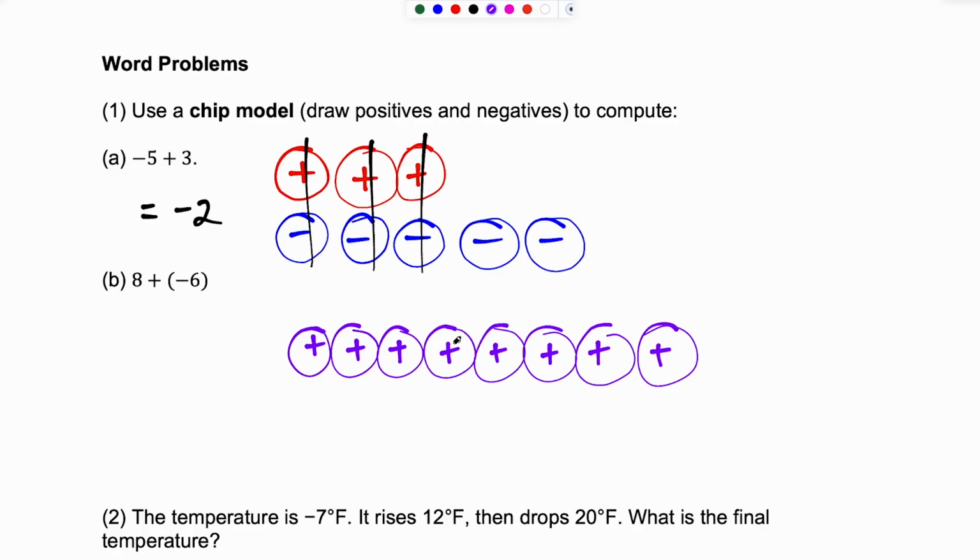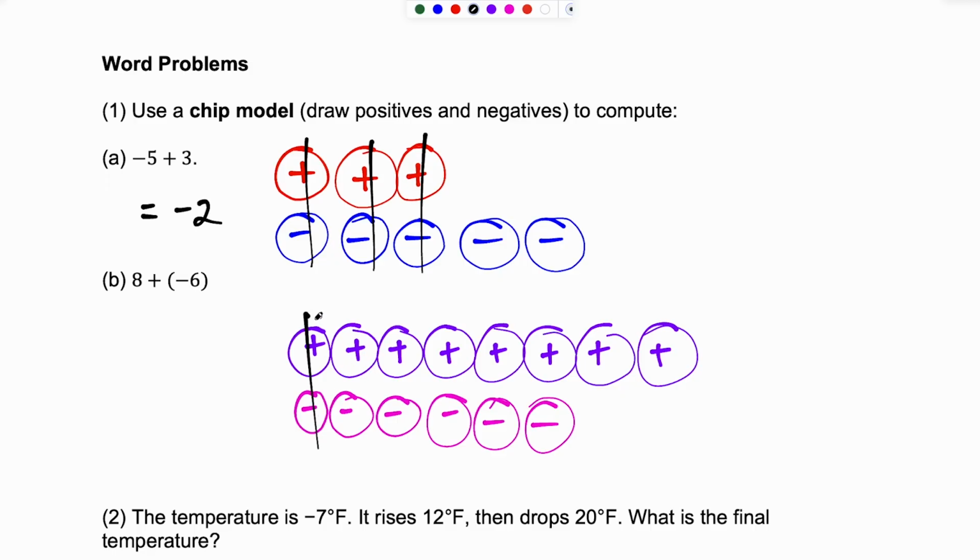So here we have our 8 positives, and now I'm going to draw our 6 negatives. So we have 1, 2, 3, 4, 5, 6. Okay, so there are the 6 negatives. And now all we do is just cancel out the pairs of positives and negatives, because a positive and negative just cancels out. So we just cancel these out, and notice that we're left with 2 positives left. So we could say 8 plus negative 6 equals positive 2 using this chip model.